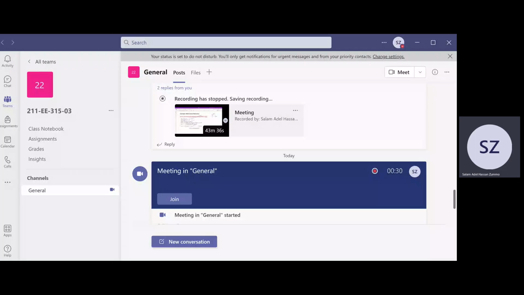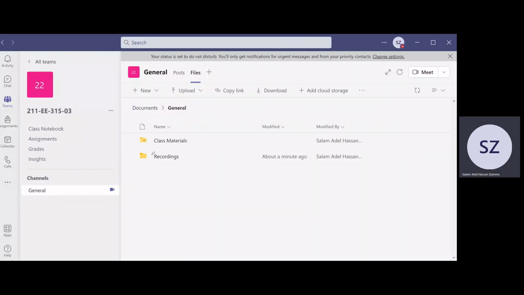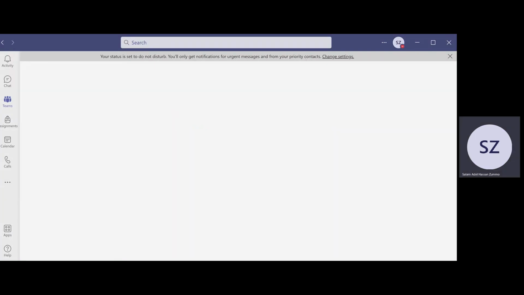We'll share the icon here. I think it's the project.